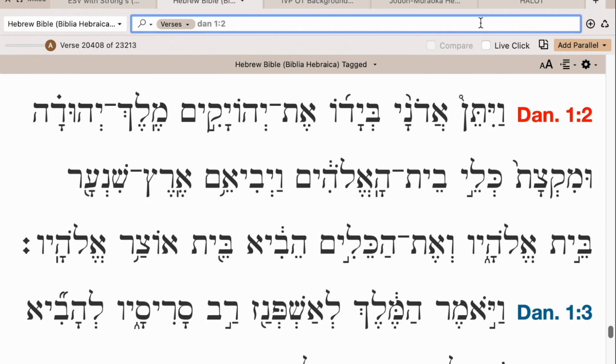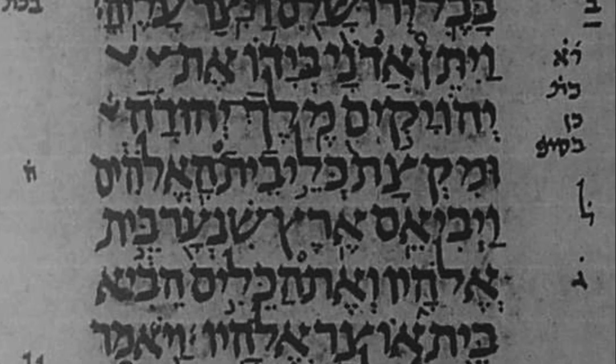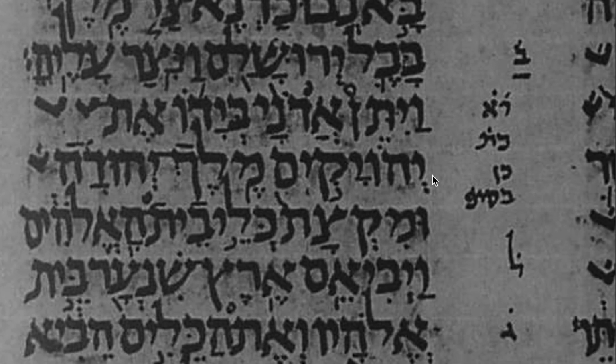Now, if you want to follow along in the Leningrad Codex, you can do so here. So Daniel 1:2, I'm going to zoom in. Okay, and I'll just do this one word at a time because I realize if you don't have any experience with the manuscripts, it's a little hard to read. But you can just pause the recording if you want to, make out the word there.